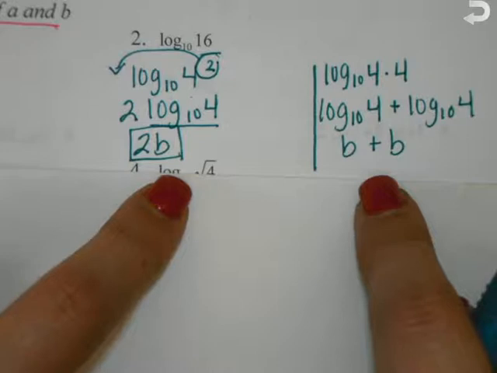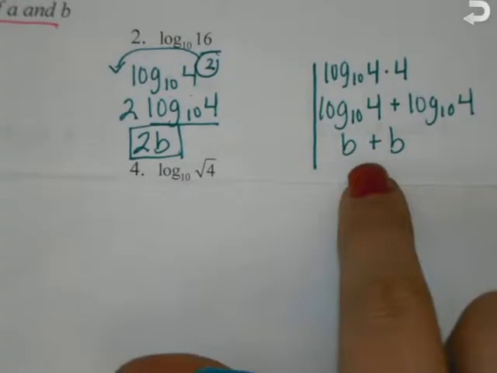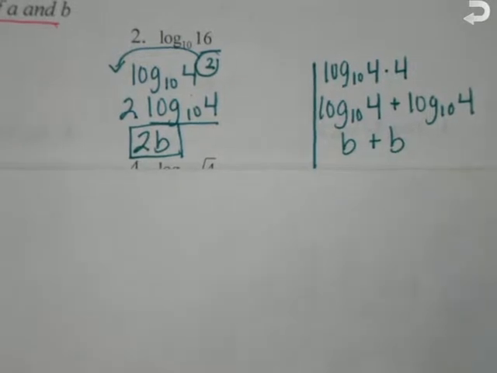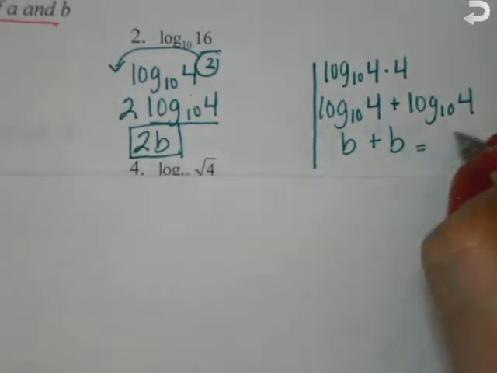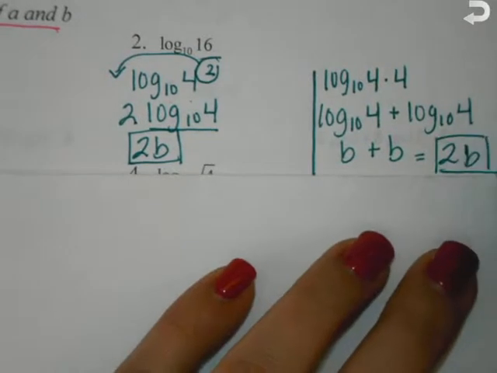How many vote yes? How many vote no? Why no? One's multiplication and one is addition. Those of you that voted yes, why do you say these are the same thing? Yeah, you can still combine like terms. 1B plus 1B gives me what? 2B. So it's the same thing, okay?